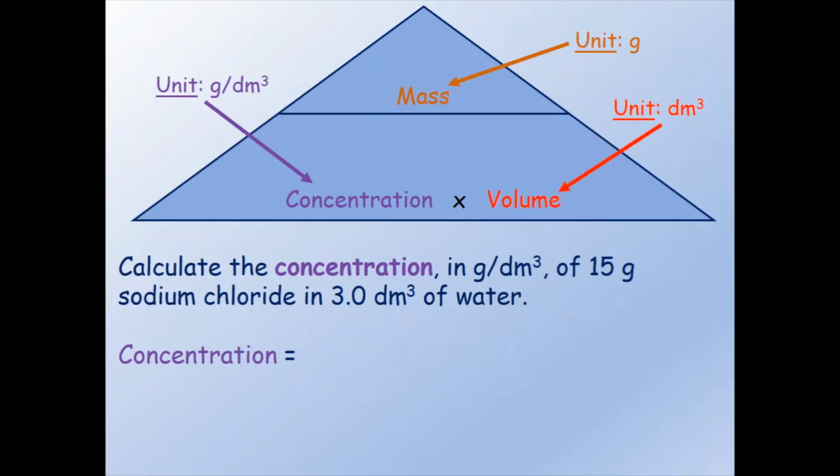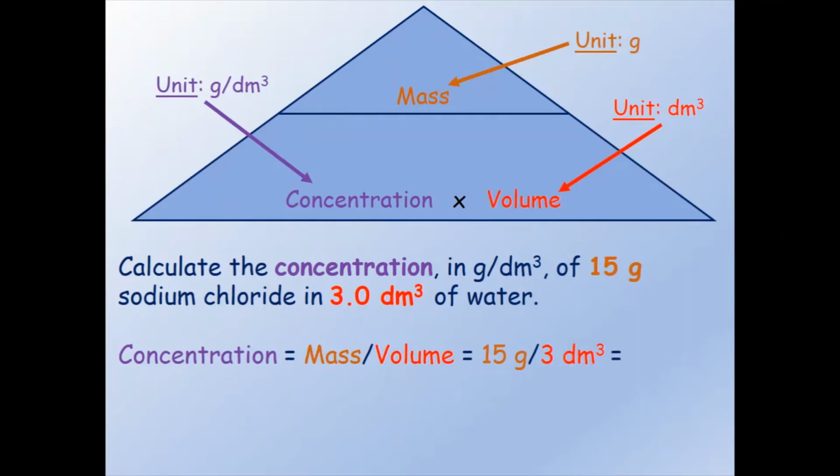If we cover up concentration, we are left with mass divided by volume, and we are given the mass as 15 grams in this question, and the volume is 3.0 decimeter cube. So this means we get 15 grams divided by 3 decimeter cube, and this gives us a concentration of 5 gram per decimeter cube.